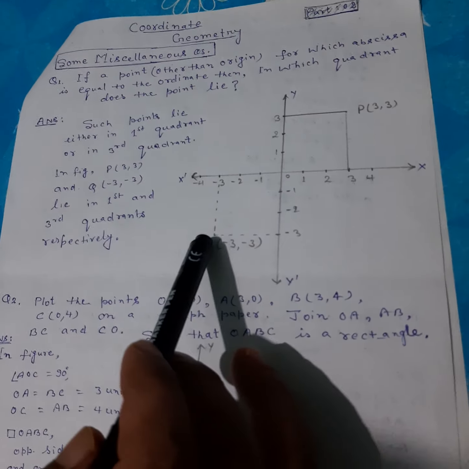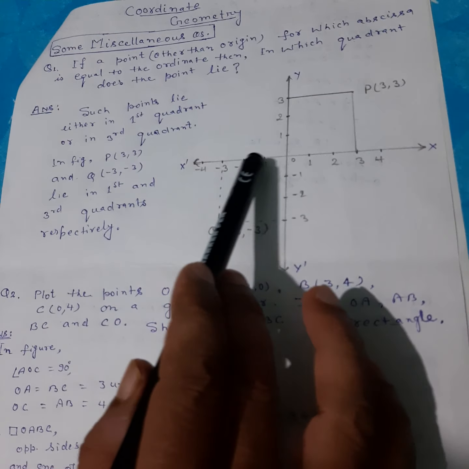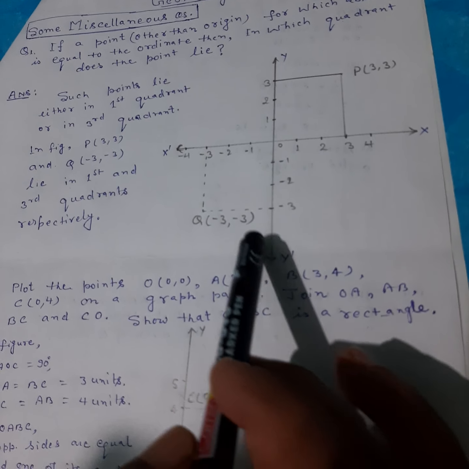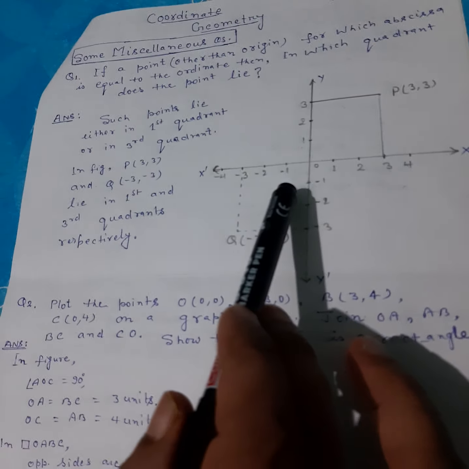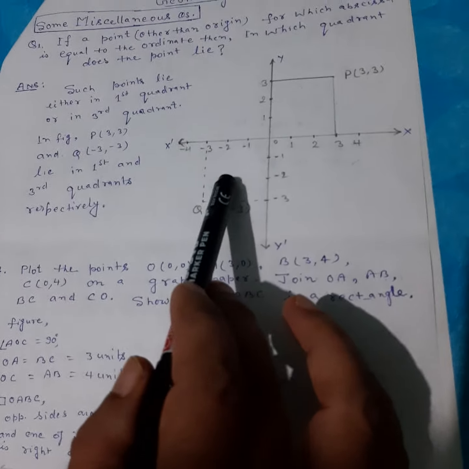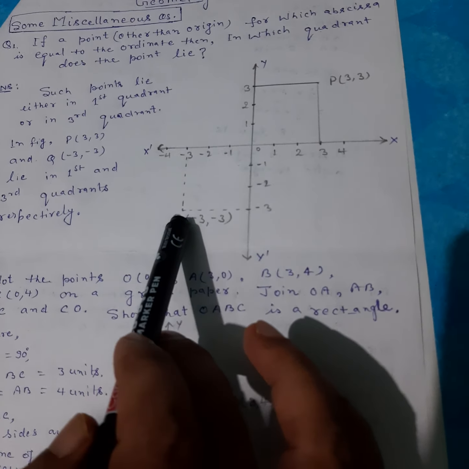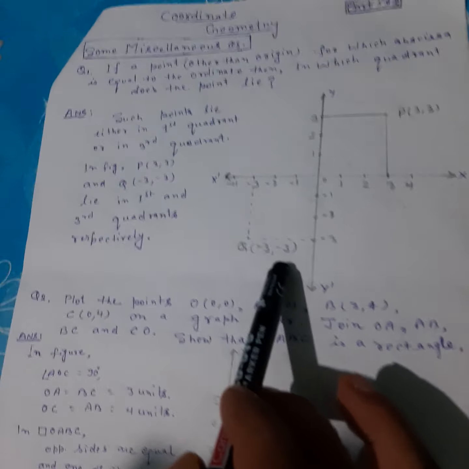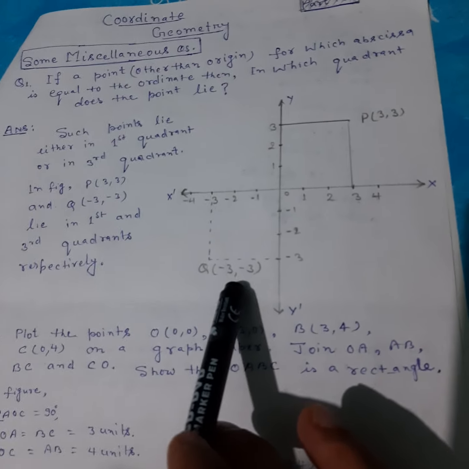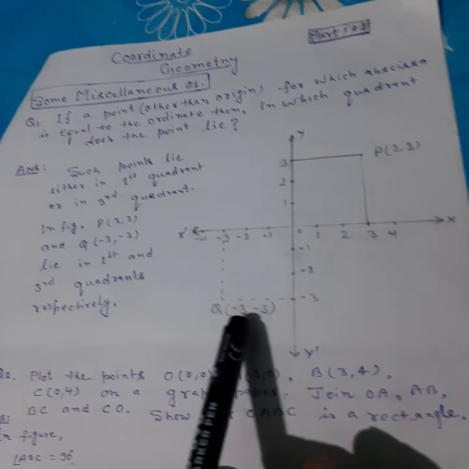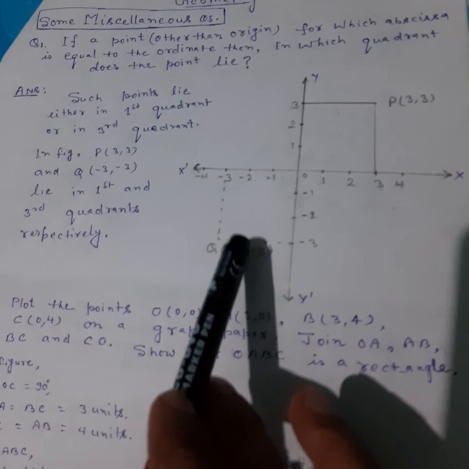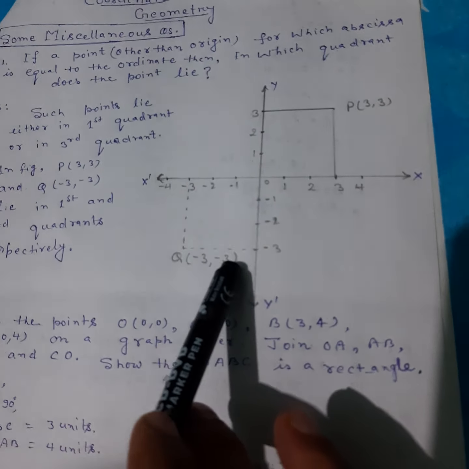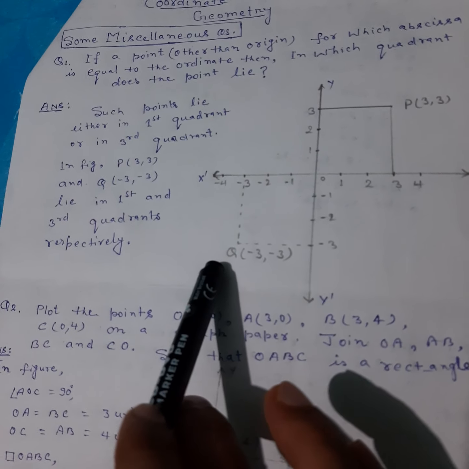Now we discuss the third quadrant, in which OX dash is negative, OY dash is negative. So in this quadrant we also get (minus 1, minus 1), (minus 2, minus 2), (minus 3, minus 3), as you observe point Q, whose abscissa and ordinate are both equal to minus 3, minus 3. So in the third quadrant we also get so many points where ordinate and abscissa are both equal.